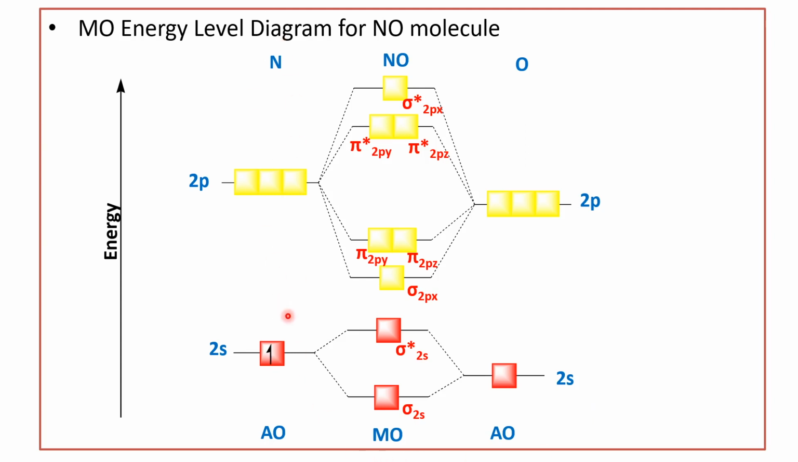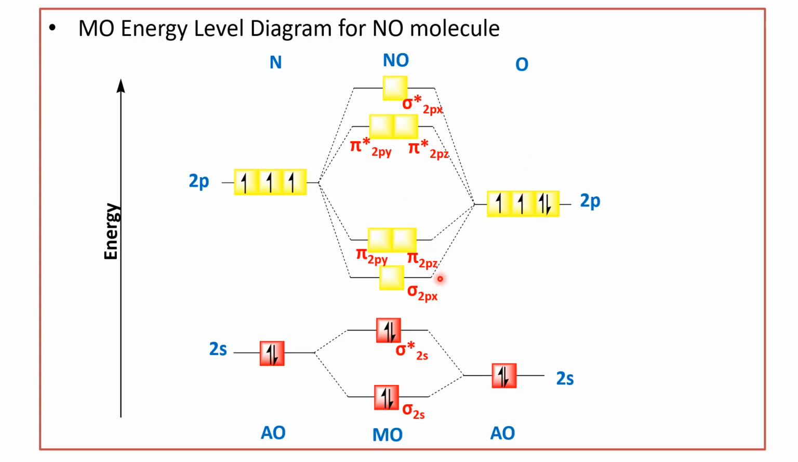In the 2s of the nitrogen, we have 2 electrons. Again in the 2s of the oxygen, we have 2 electrons. These electrons are filled in the bonding sigma 2s and in the anti-bonding sigma asterisk 2s. That means the bonding and anti-bonding orbitals are completely filled. Then the 2p of nitrogen consists of the first electron, the second electron and the third electron. The 2p of oxygen consists of the first, second, third and fourth electrons. That means there are a total of 3 plus 4, that is 7 electrons in the 2p of nitrogen and oxygen.